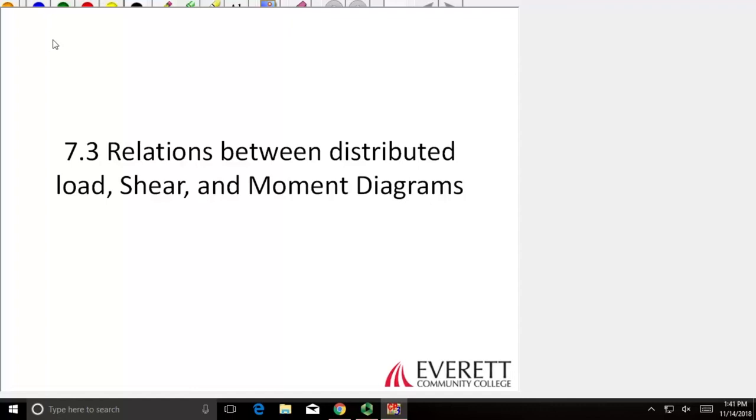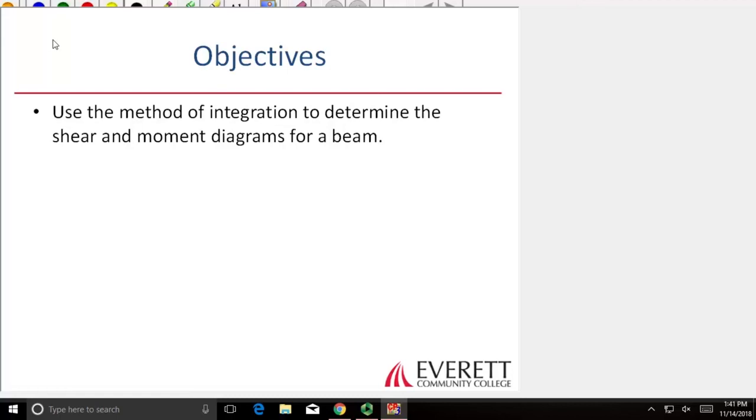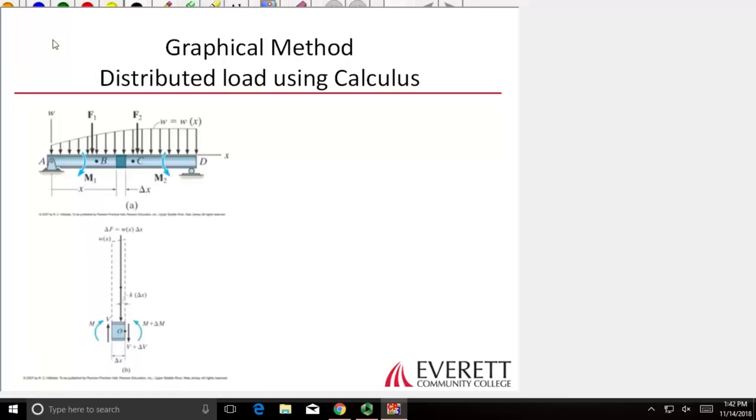So it's pretty cool. We're going to learn about the relationships between distributed load, shear, and moment diagrams. We're going to use the method of integration to determine the shear and moment diagrams for a beam. The proofs are meant to give you the relationships that you need to do these. It's very important that you follow along and understand what I'm doing. Otherwise, you won't know some of the subtleties of how these work.